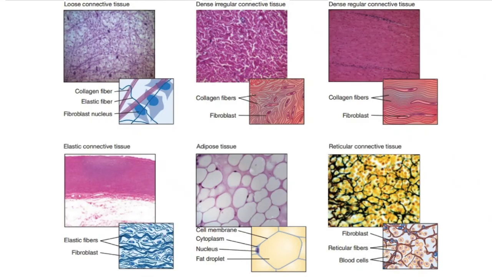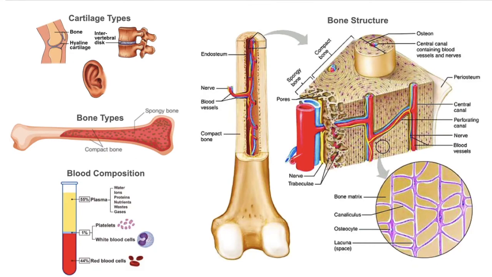And here you can take a look at the microscopic views of the different tissues and an animation and an illustration. Also, here are some pictures showing you the cartilage types, bone types, blood composition, and the bone structure, showing you the compact versus the spongy bone.